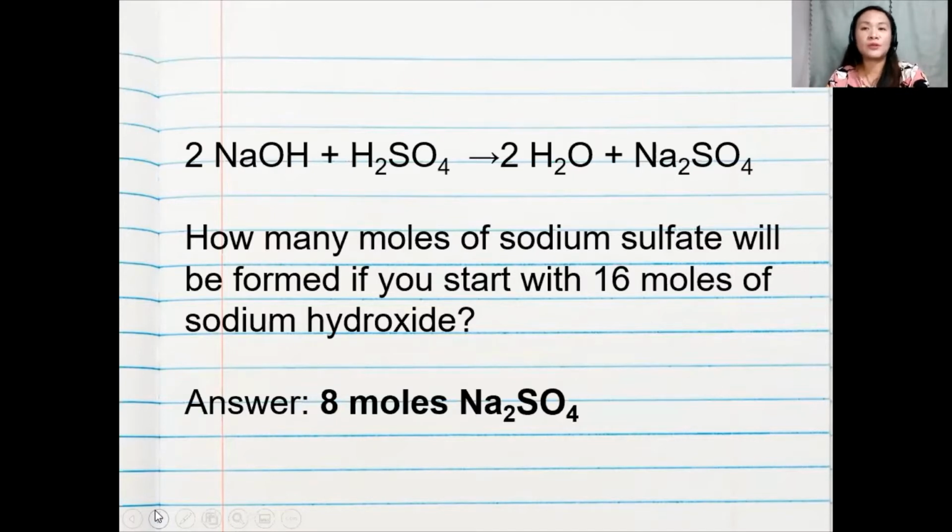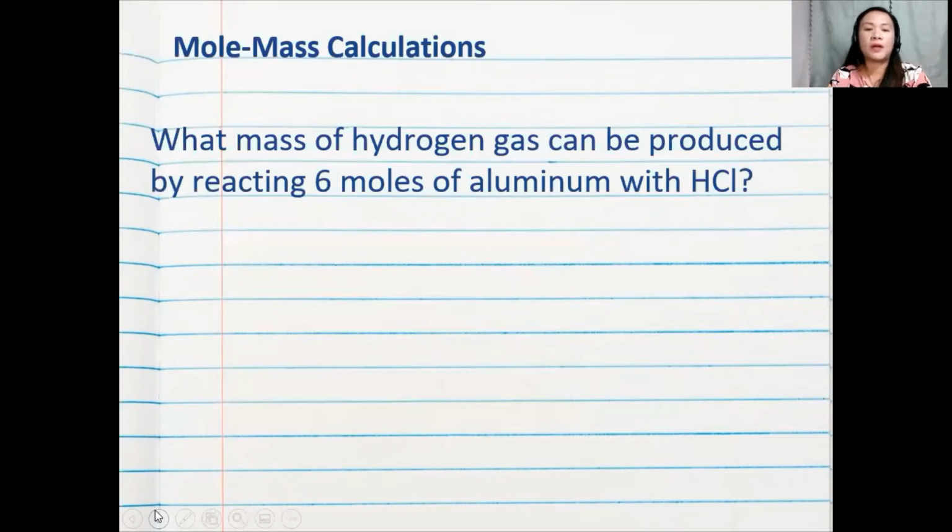Let us now go to the next part. For the next part, we have what we call the mole to mass calculations. And so if we have mole to mass calculations, we actually need to convert twice, okay? Or we need two calculations when it comes to mole to mass calculations. So let's try this first example. What mass of hydrogen gas can be produced by reacting 6 moles of aluminum with HCl or hydrochloric acid?